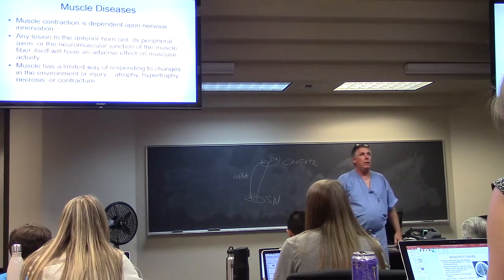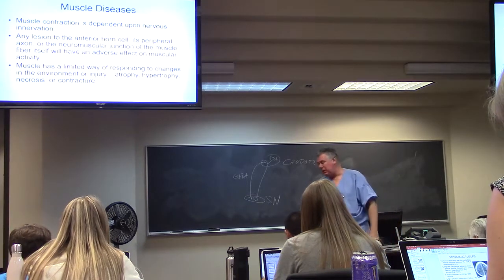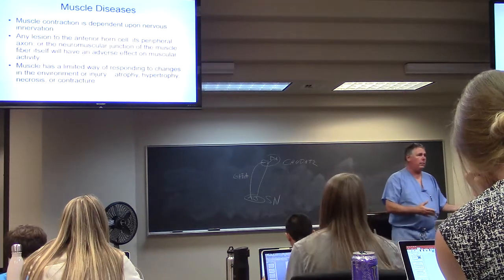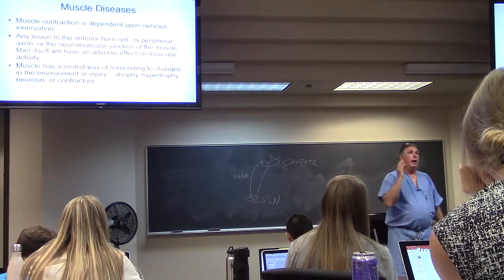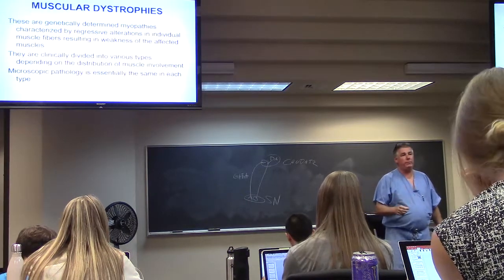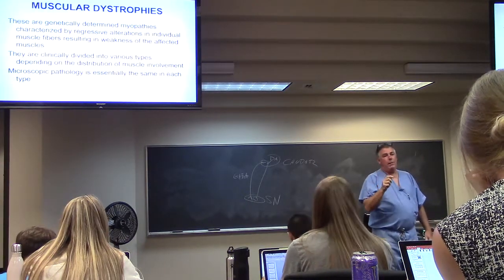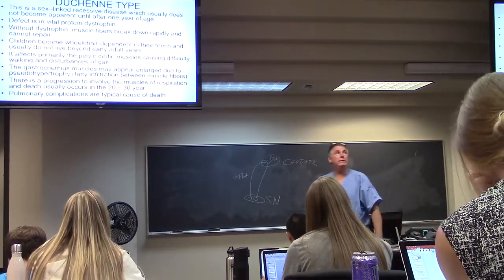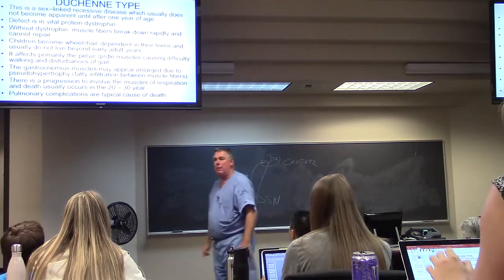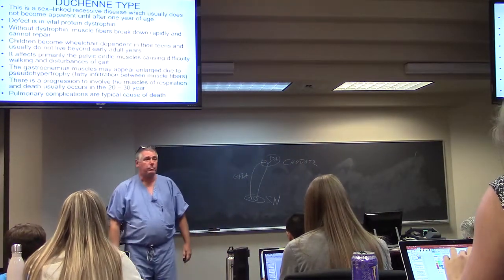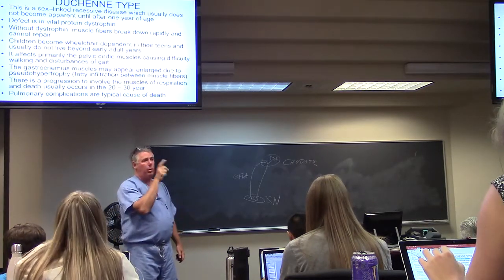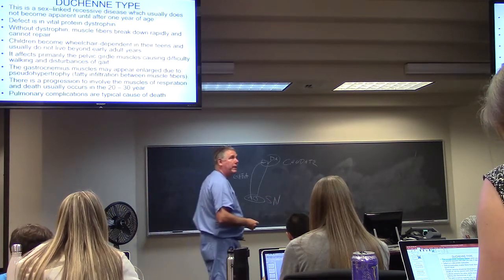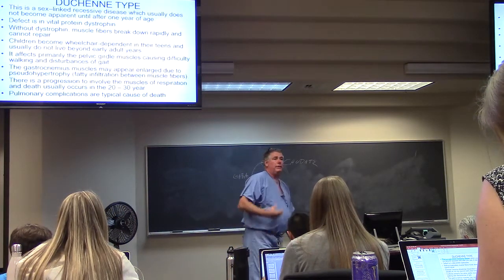Okay? Muscle diseases. The only reason I did the muscle diseases here is because we're talking about the nervous system, and you can't really talk about the nervous system without talking about muscle. The two that we want to talk about here are muscular dystrophies. The primary muscular dystrophy we're going to talk about is Duchenne-type muscular dystrophy. This is a sex-linked recessive disease. It mostly affects boys. It's a protein deficiency due to a gene mutation. It's profound muscle weakness, and mostly the trunk muscles.